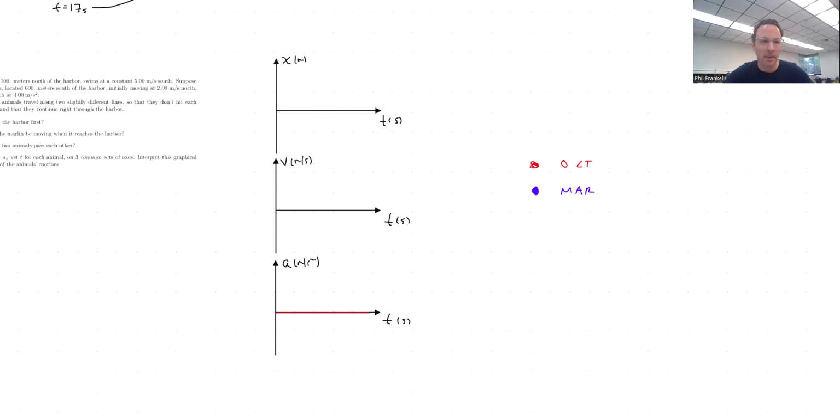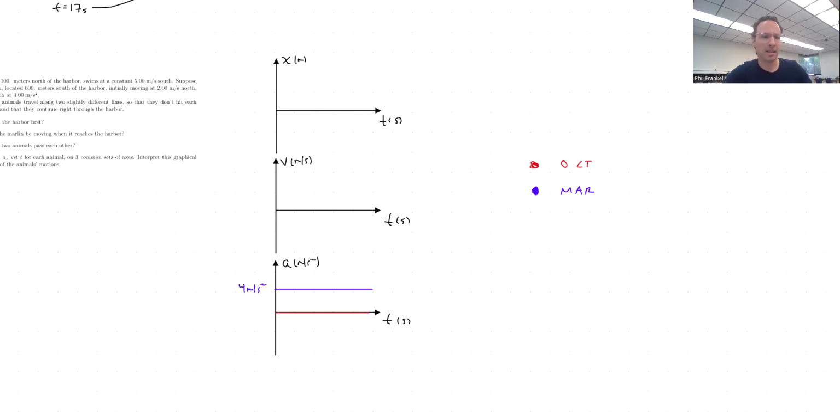For the marlin, the acceleration is a constant positive 4 meters per second squared. So I'm going to plot that as well. So for the marlin, 4 meters per second squared is the acceleration. So that's simple enough. Both characters have a constant acceleration, with the octopus having a constant acceleration of 0. So it's not really accelerating.